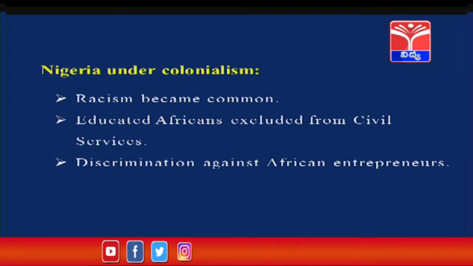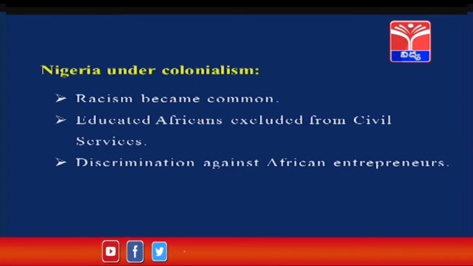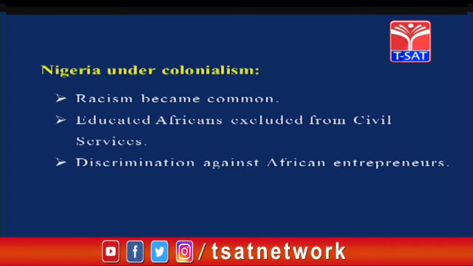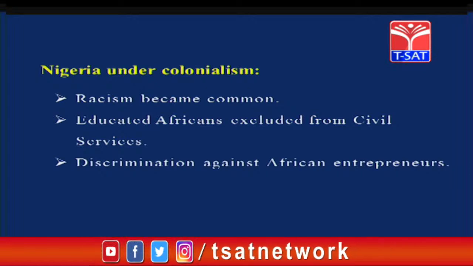Nigeria under colonialism. So, when the Britishers ruled Nigeria, these problems arose in the colonial rule. First of all, racism became common. So, what is racism? Racism is nothing but different human behaviors, where there is a superiority of one race against the other. So, under the colonialism of the Britishers, racism became common, and even educated Africans were excluded from civil services.